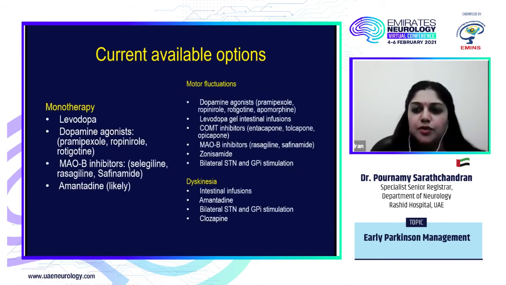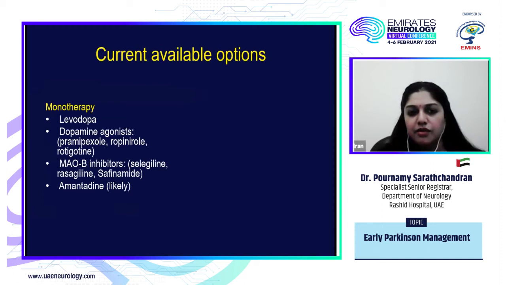All these available options are symptomatic medications for alleviating the symptoms of Parkinson's disease. Let us discuss those which are required in the early stage. Most of the medications are effective as monotherapy in the initial stages of Parkinson's disease. These include levodopa, dopamine agonists including pramipexole, ropinirole, rotigotine, MAO-B inhibitors like selegiline, rasagiline, safinamide, and the NMDA antagonist amantadine as well.